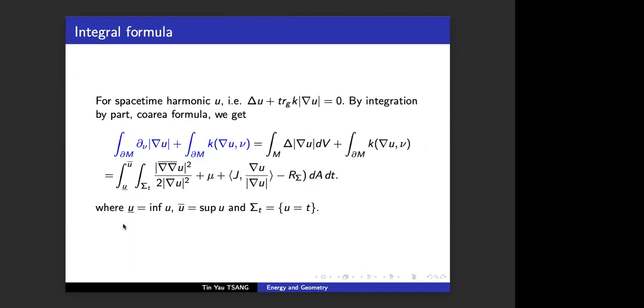So for a spacetime harmonic function, the Laplacian of u plus trace k times gradient u equals 0. First of all, by integration by parts, we get the first line, the first equal sign. And then by the co-area formula, we can tell that the second line is useful. Because at this moment, we can tell that mu and j show up, which means we get an energy condition that we can play with. And then with the scalar curvature on the level set, hopefully we can use the Gauss-Bonnet theorem to get information from the dihedral angle, right? Okay.